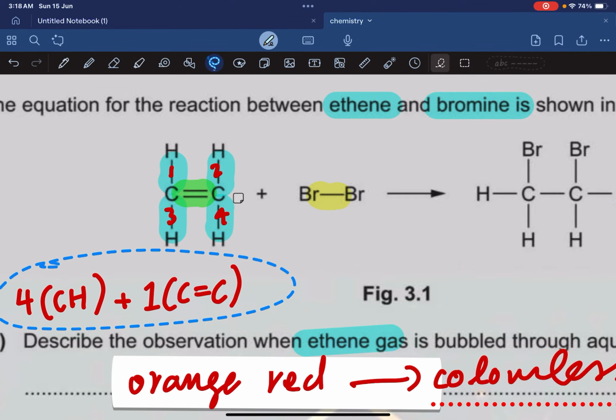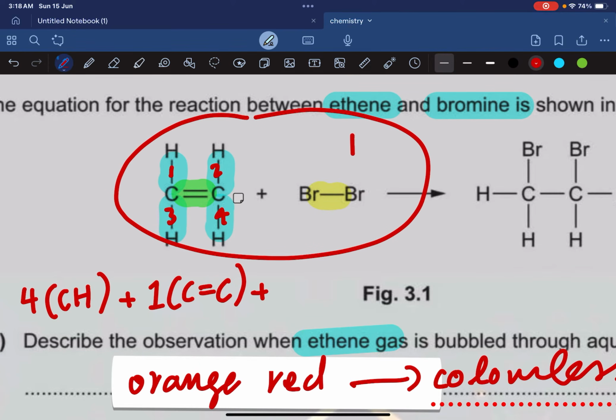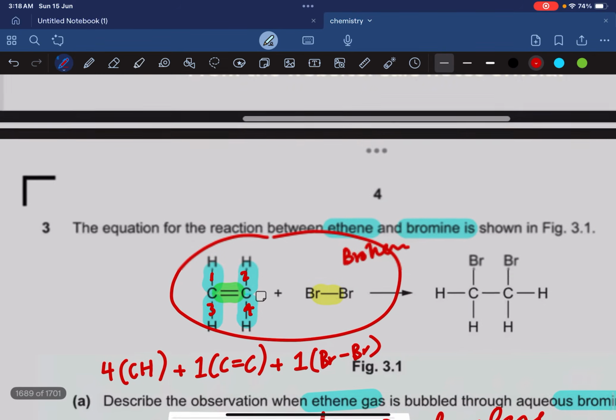And now we have to break a bromine bond as well, because all the bonds on the reactant side have to be broken. Okay, we're breaking one Br bond. So now let's check out the bond energies for this.